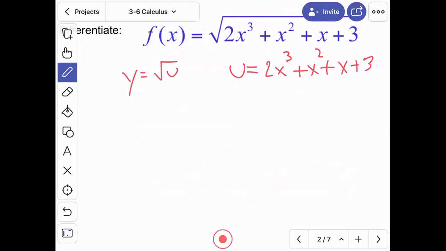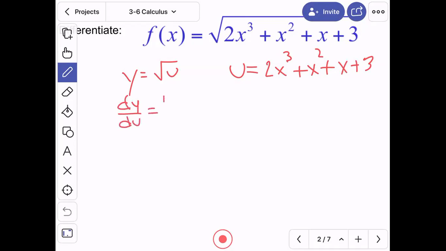So something to think about in terms of picking u values, you want to pick a u value that makes your original function easy to differentiate. If you pick a u value and you still can't take the derivative of the y equation, well, then you picked the wrong value for u. And that might happen. We'll talk about that. All right, let's go and get our derivatives.